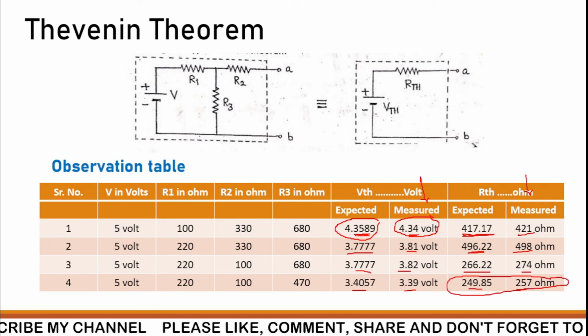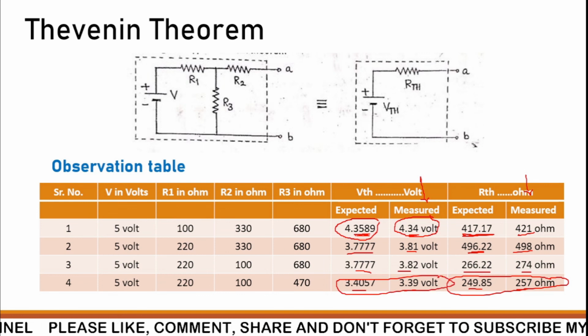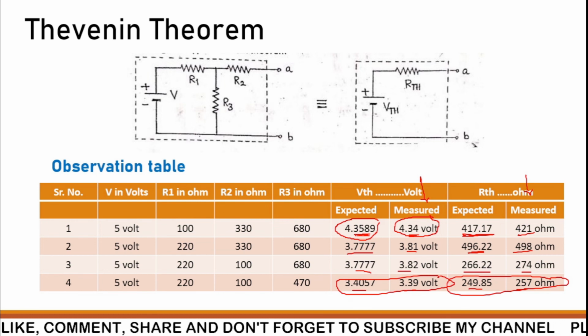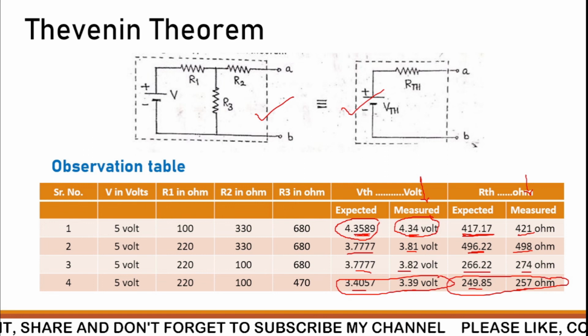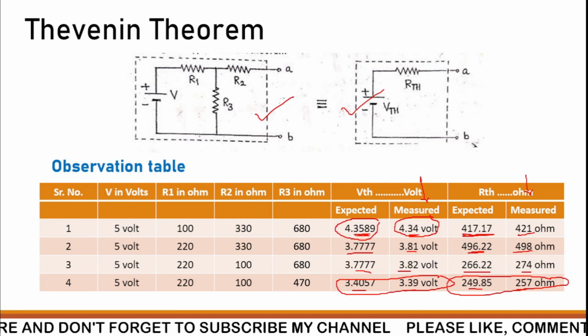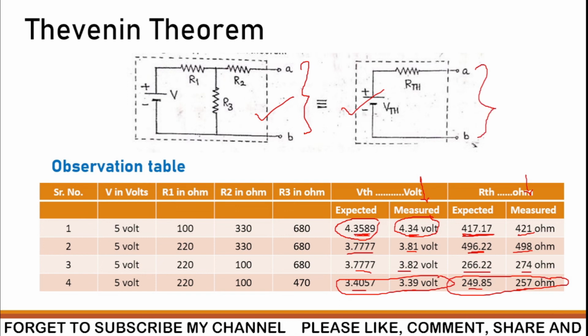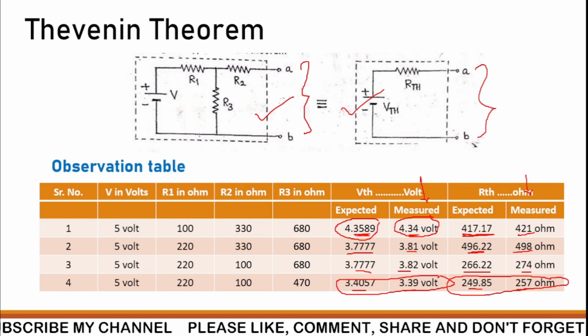So from these particular readings you can see we can have the Thevenin theorem proved. This socket and this socket are showing us the same result, giving us the same reading at A and B, the resistance as well as the voltage at AB. So in this way the Thevenin theorem can be proved.